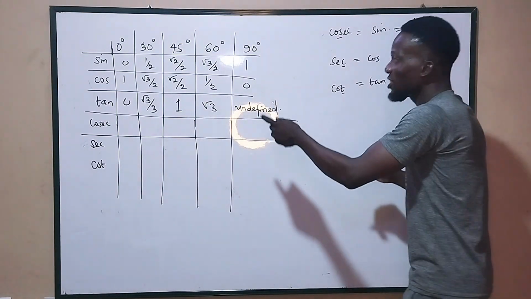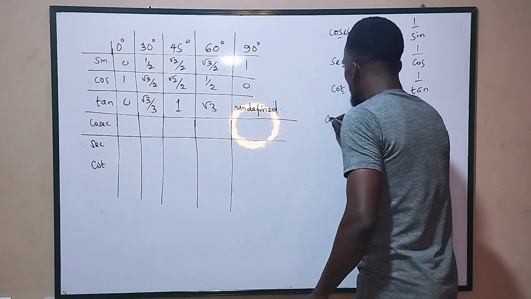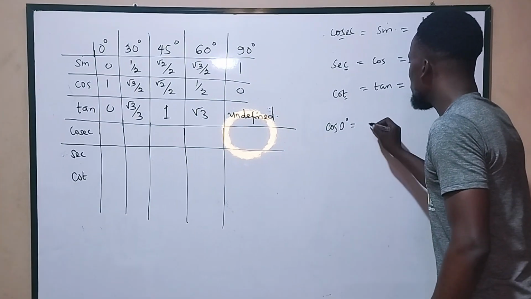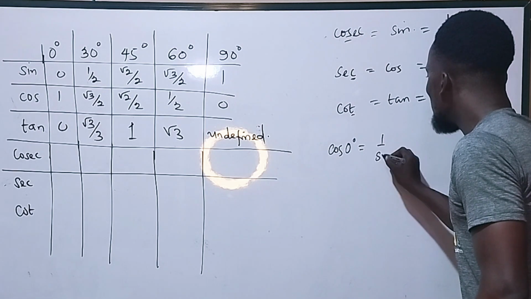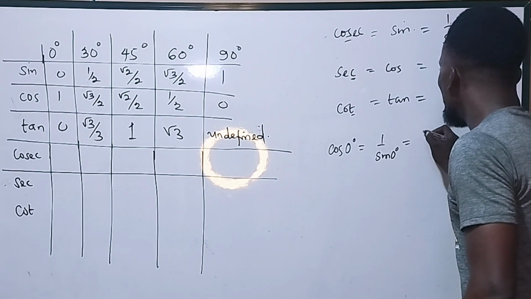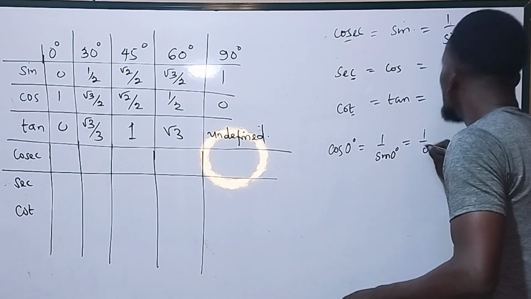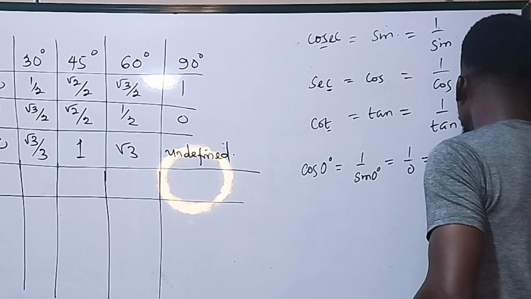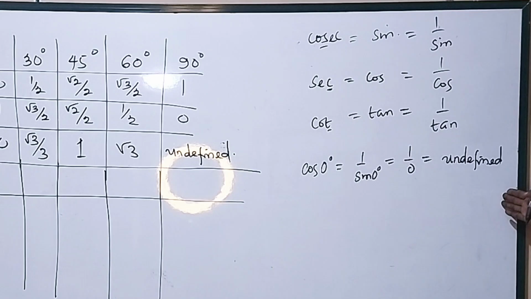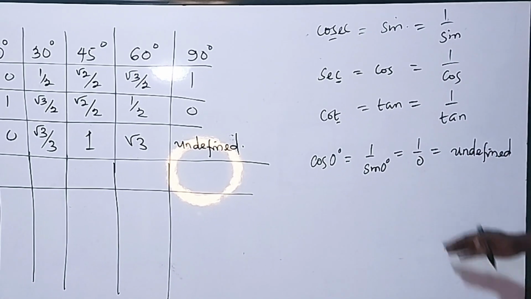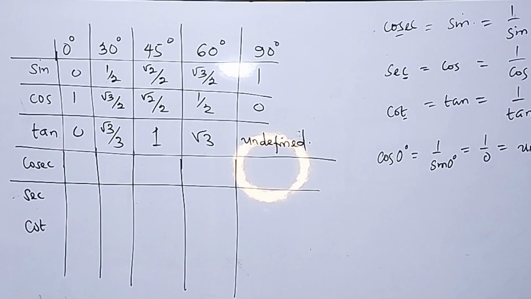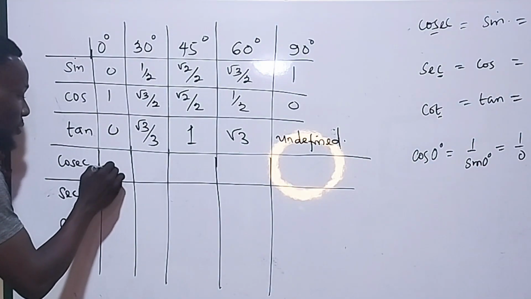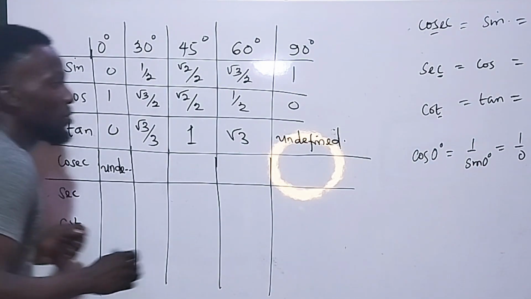Now, for cosec 0 degree, I'll be having 1 over sine 0 degree. And that is 1 over, what is sine 0 degree? 0. And that is undefined. I told you earlier, it is undefined. 1 over 0, anything over 0 is undefined. So this place is undefined. Let me leave it that way.